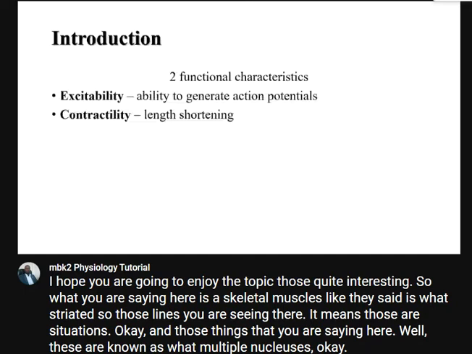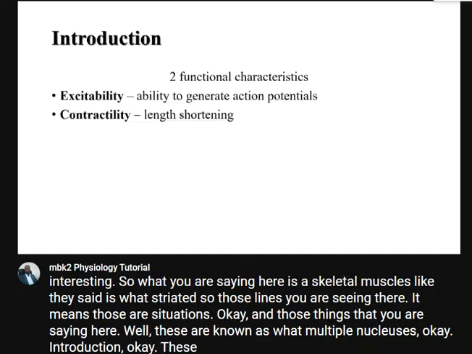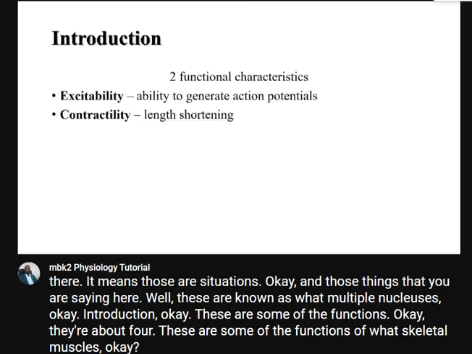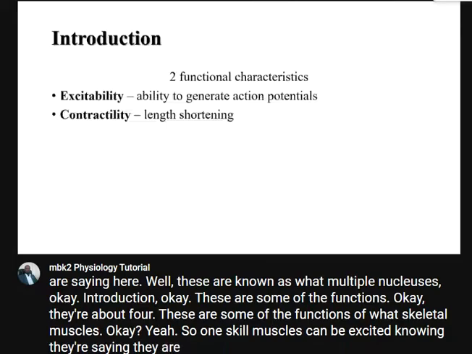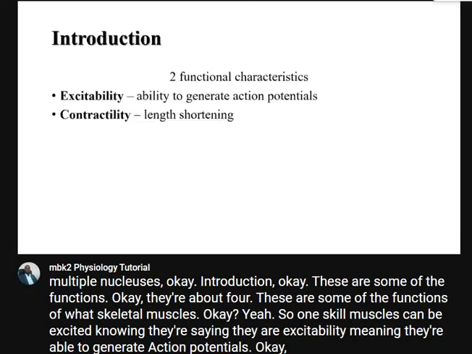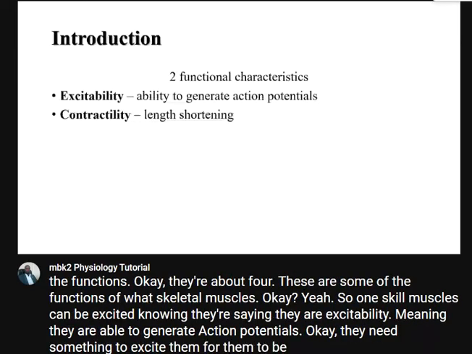Introduction. These are some of the functions of skeletal muscles. There are about 4. One, skeletal muscles can be excited. They have excitability, meaning they are able to generate action potentials. They need something to excite them for them to contract.